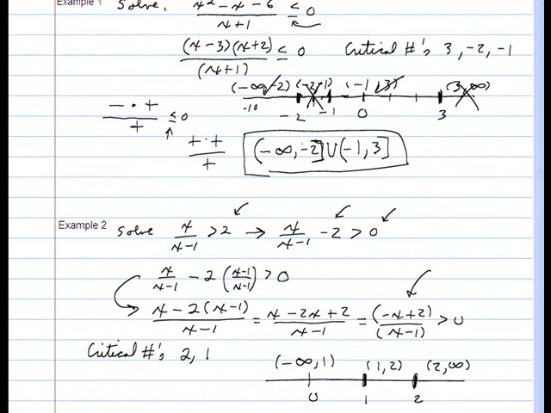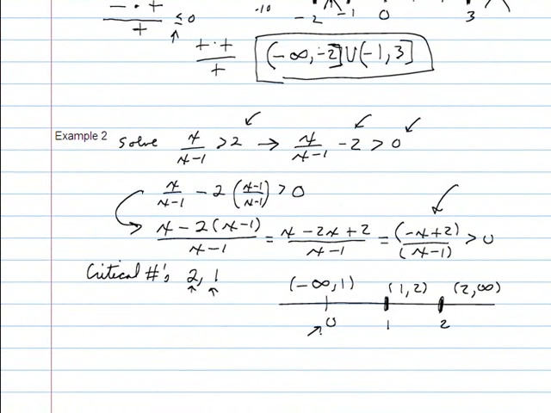My critical numbers: if I let x be 2 on the top, I get a 0, so 2 is a critical number. If I let x be 1 on the bottom, I get a 0, so 1 is a critical number. So I graph my critical numbers 1 and 2. That's 2 critical numbers, so I get 3 intervals. This interval goes all the way out to negative infinity, so the first interval is negative infinity to 1, and it contains 0. The second interval is 1 to 2, and the third interval is 2 to infinity.